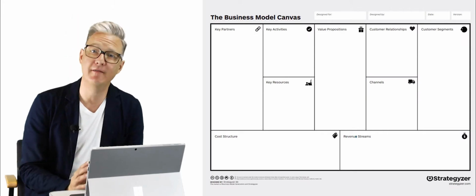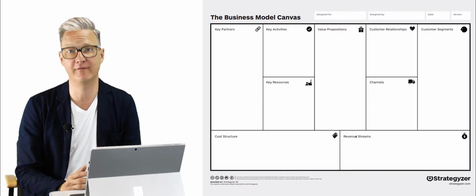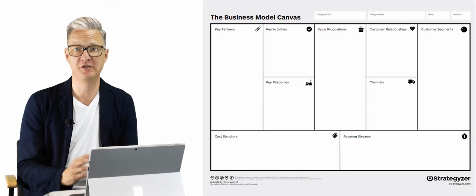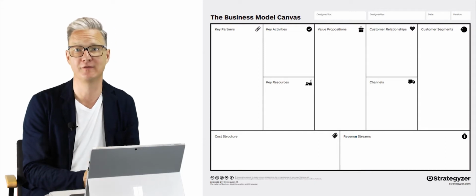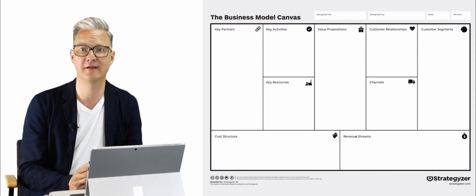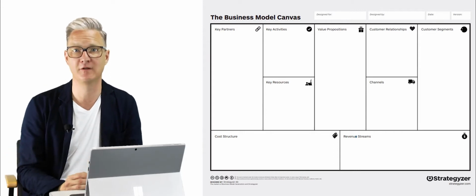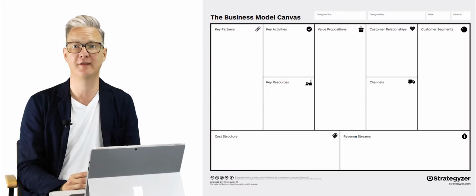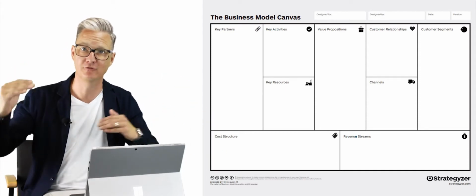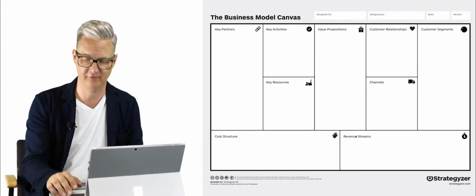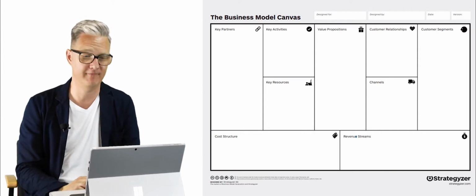The business model canvas was established by Alex Osterwalder. The newness of the business model canvas was not that Alex Osterwalder listed all the factors which contribute to a business model, but that he brought it all onto one sheet of paper and showed how they are interlinked with each other. Let's have a look at the business model canvas.